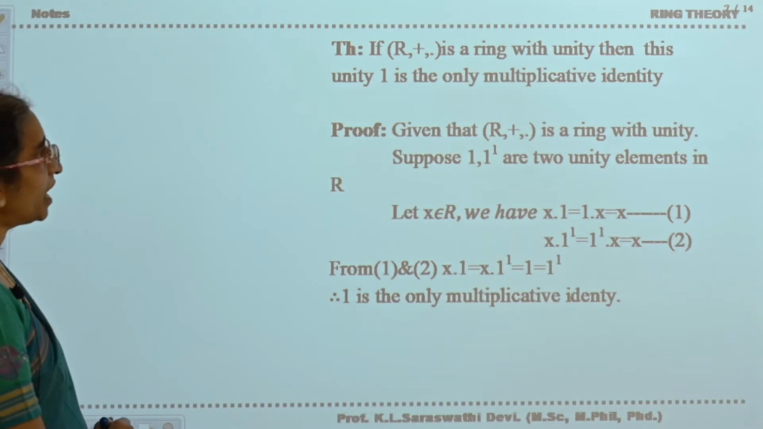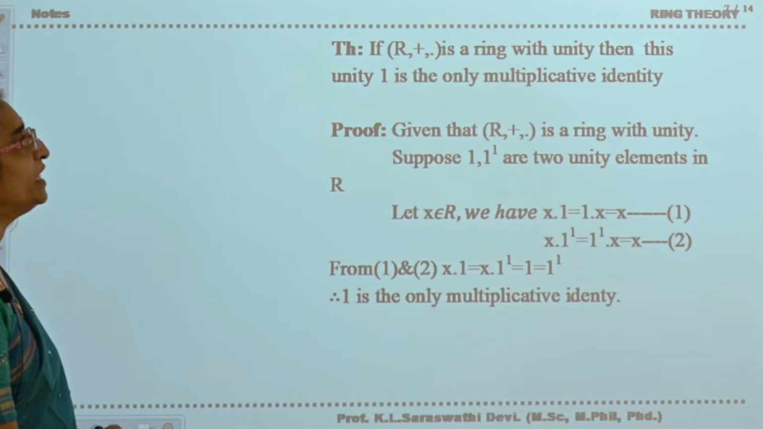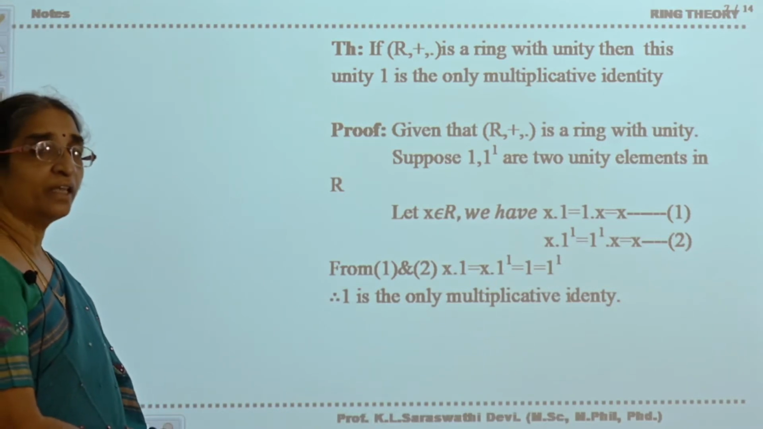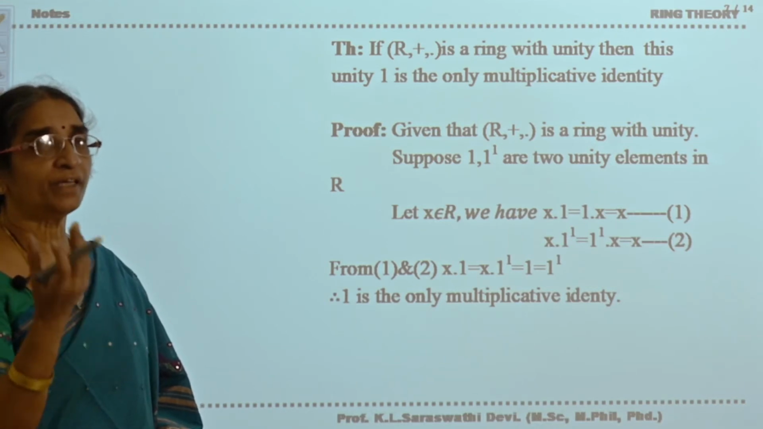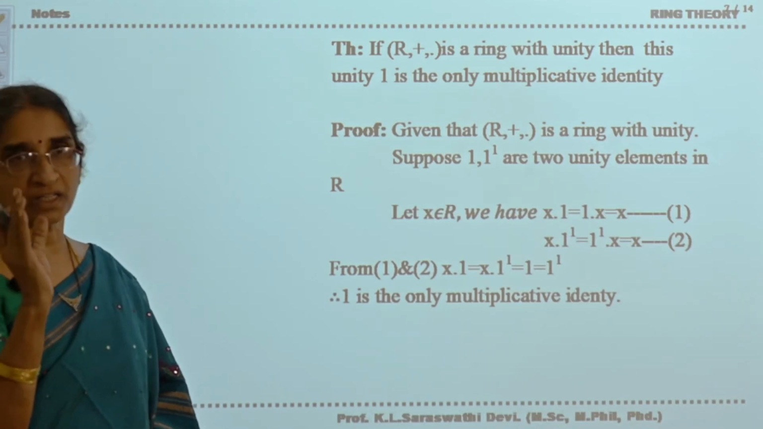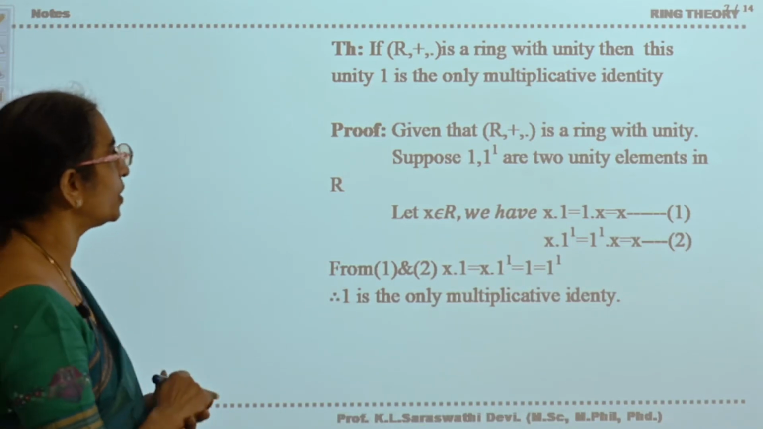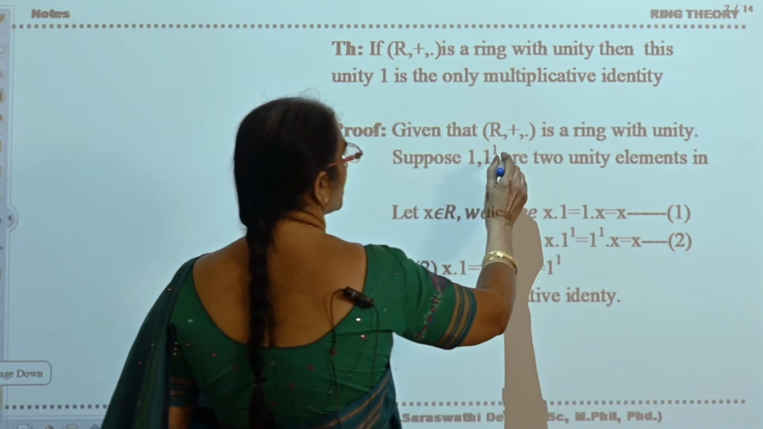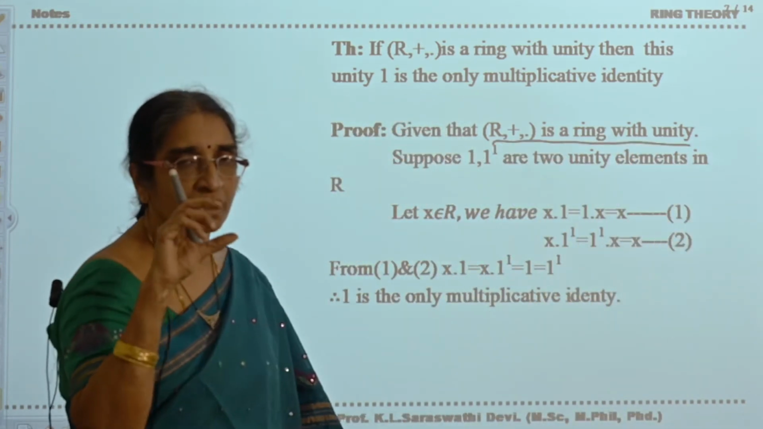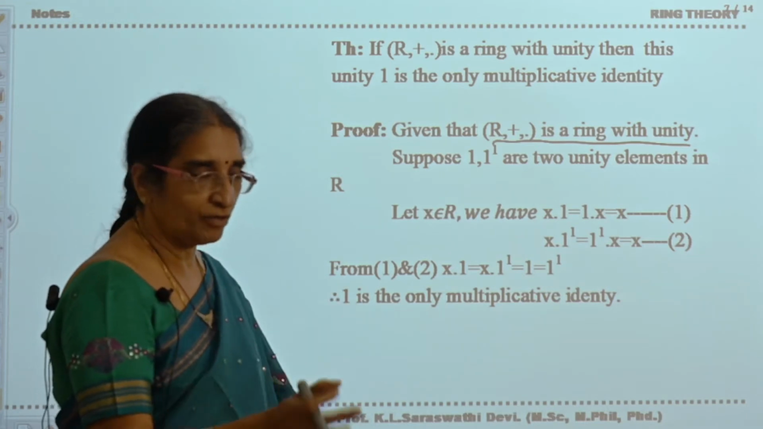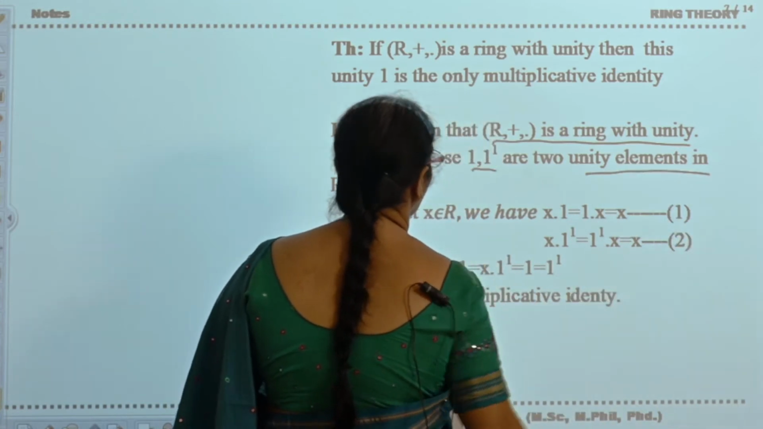If R plus dot is a ring with unity, then this unity 1 is the only multiplicative identity. That is, the multiplicative identity of a ring is unique, you can say. Like that also you can say. The multiplicative identity of the ring is unique. Suppose R plus dot is a ring with unity, that is, a multiplicative identity exists in R. Suppose it is not unique, then there exist two unities, 1 and 1 dash are the unity elements in R.